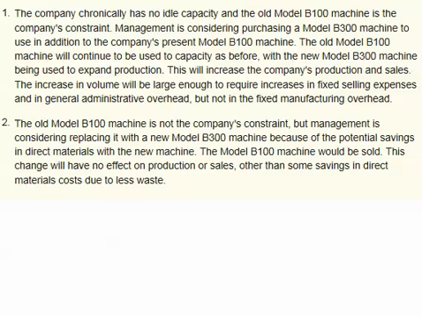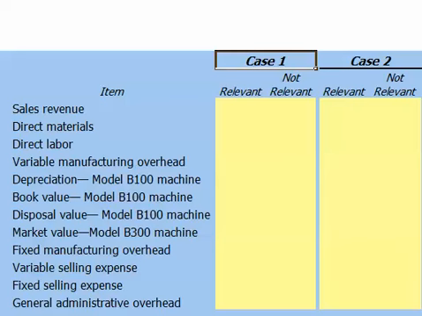So we're thinking about buying a new machine, the B300, and that's going to allow us to increase production and sales. It's going to require an increase in fixed selling expenses and administrative overhead, but no change in our fixed manufacturing overhead. So let's go ahead and look at some costs and identify them as relevant or not relevant in this situation. All right, let's consider our items.